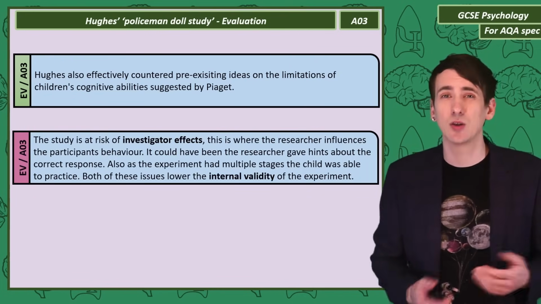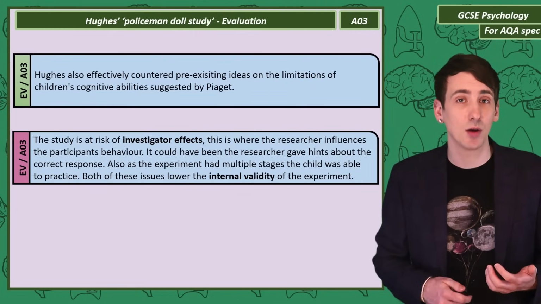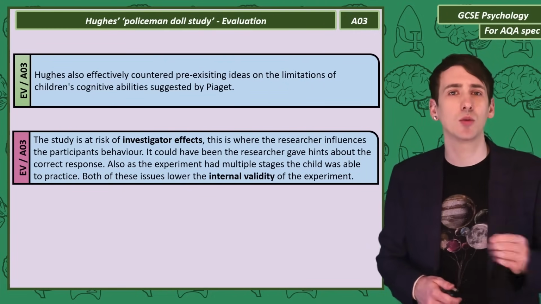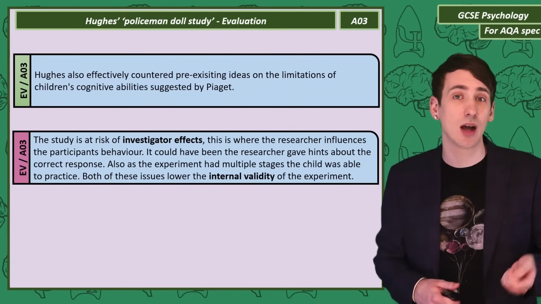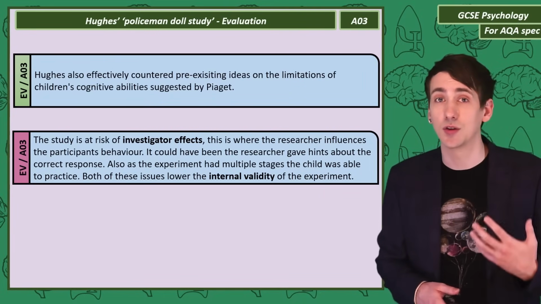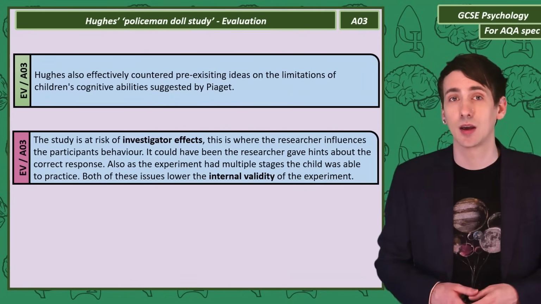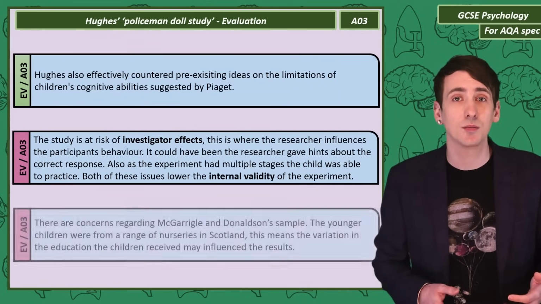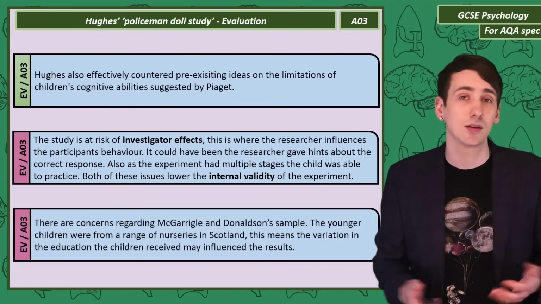It may be that the researcher unintentionally gave hints about the correct response. Also, the study had more than one stage, so it might have been that the child was being trained to answer correctly. Both of these issues could reduce the study's internal validity. It may not have measured egocentrism, but the effects of practice and the investigator.